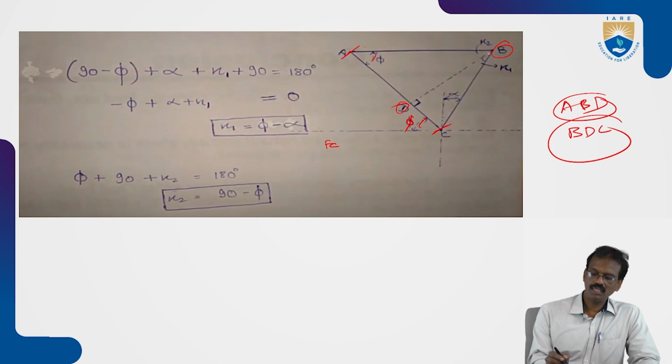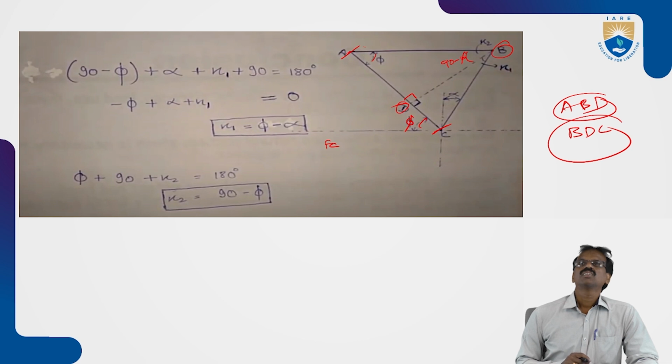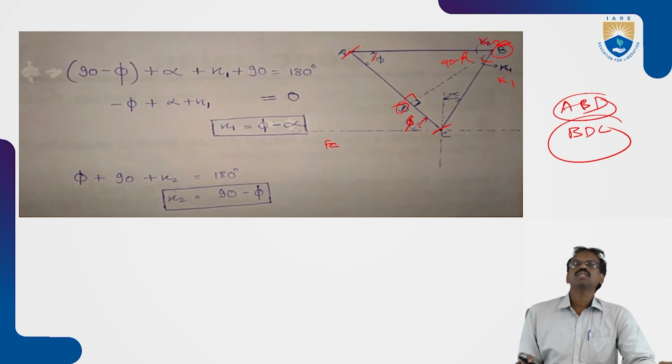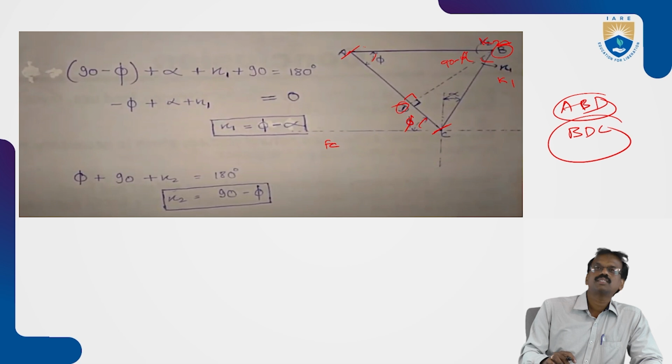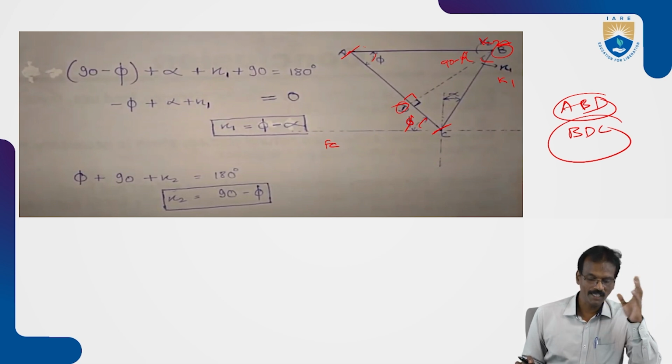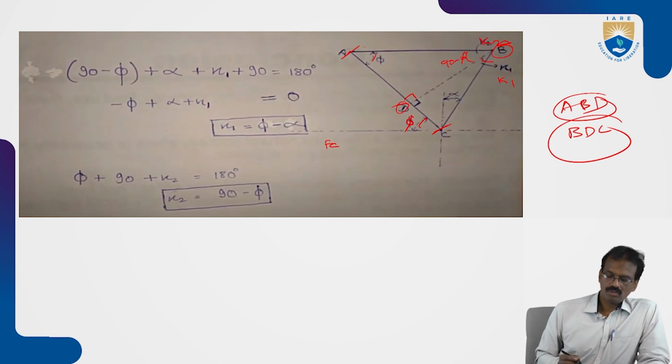If you take this triangle ABD, this is 90 degrees. This one is phi. So then this angle is equal to 90 minus phi. Because of this triangle, here we are assuming this angle is equal to K1, this angle is equal to K2, just for finding K1 and K2. If you know K1 and K2, then you can find out the AC distance. So AC is nothing but the strain rate. That is the increased length.